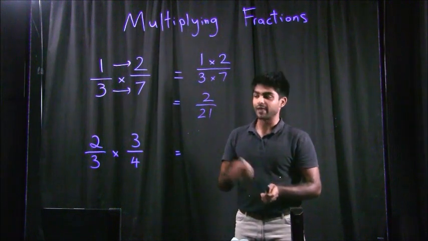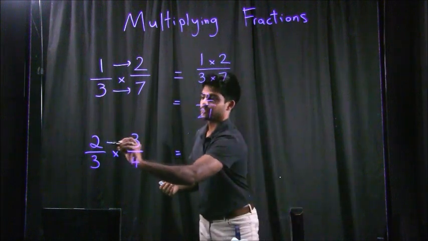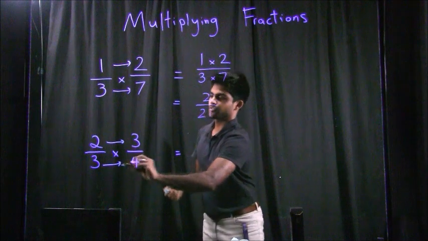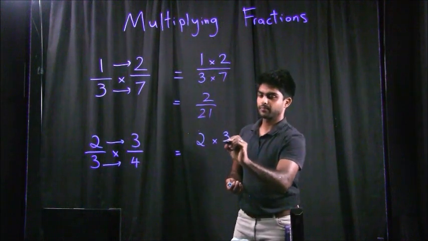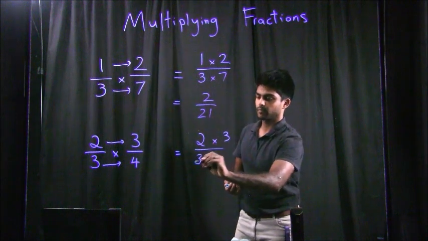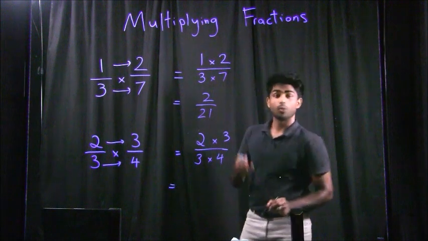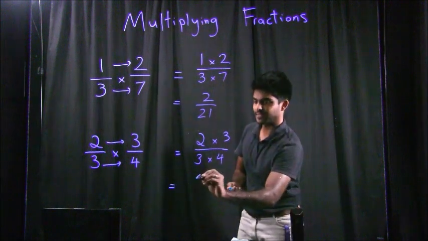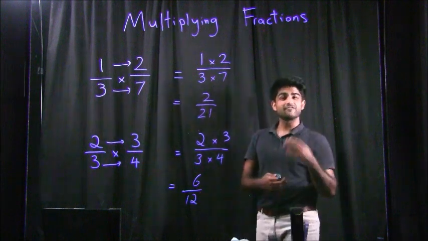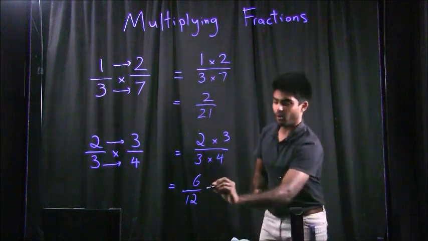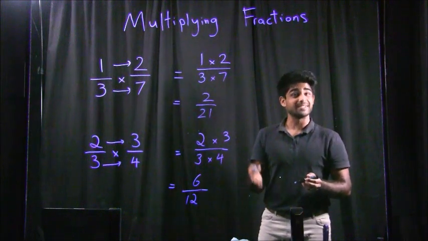For the second question, we have 2/3 times 3/4. Again, the very first step is quite simple. 2 times 3 and 3 times 4. When we solve for top and bottom, we end up with 6 over 12. And just remember, our final step for this one is to figure out what we can divide 6 and 12 by, and the largest number is 6.